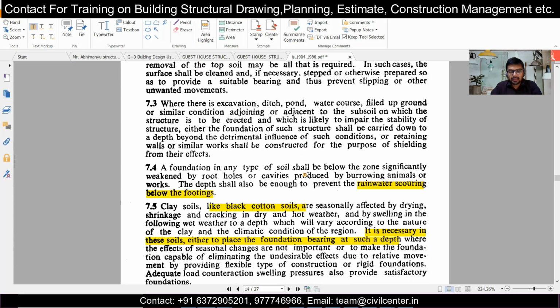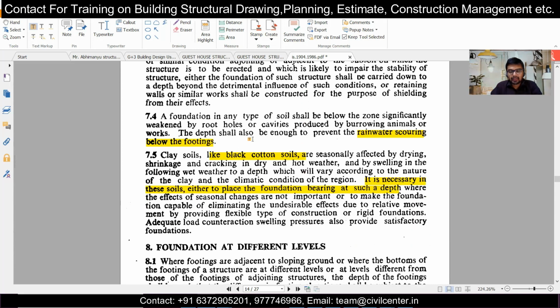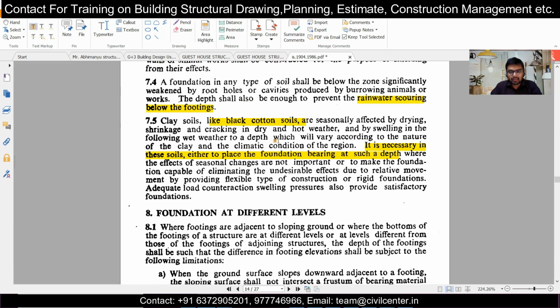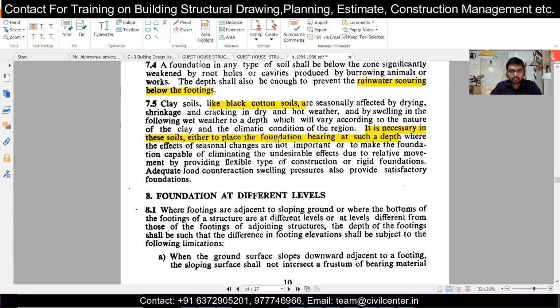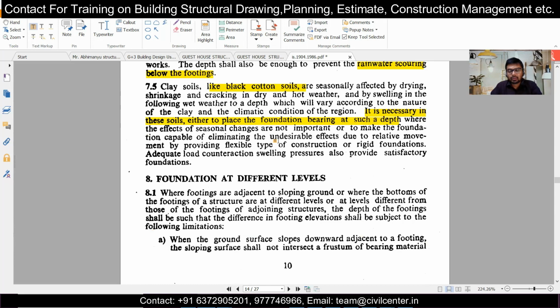Another very important thing: a foundation in any type of soil should be below the zone significantly weakened by roots and cavities produced by burrowing animals or works. The depth shall also be enough to prevent rainwater scouring below the footing. We have already discussed that the depth should be beyond the scope of any trees, scouring water or rainwater percolations. Next we are getting to know about our pile foundation.